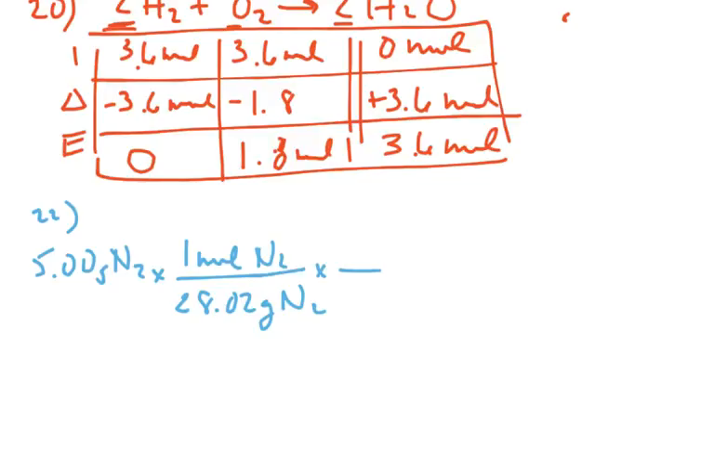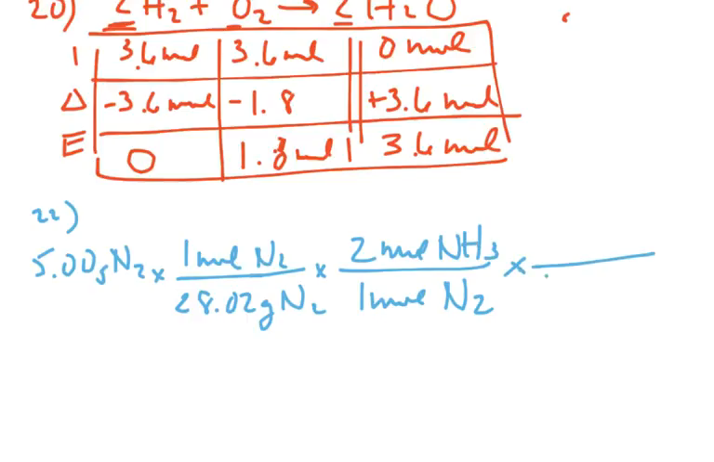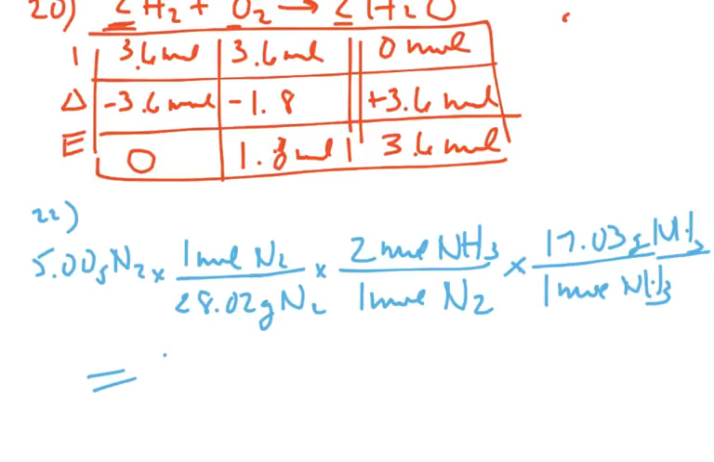Now from my balanced equation, it says for 1 mole of nitrogen, I can get 2 moles of ammonia. And I want to find out how many grams that is going to be. So 1 mole of ammonia, we're told in the problem, is 17.03 grams of ammonia. So when I work this out, that's going to give me my theoretical value. And when I do this, I get 6.0778 grams of ammonia. Too many significant figures.